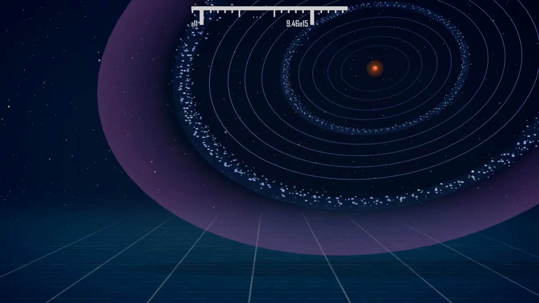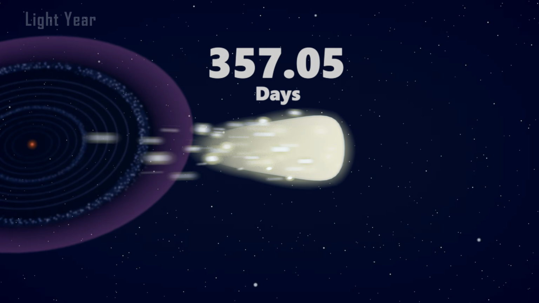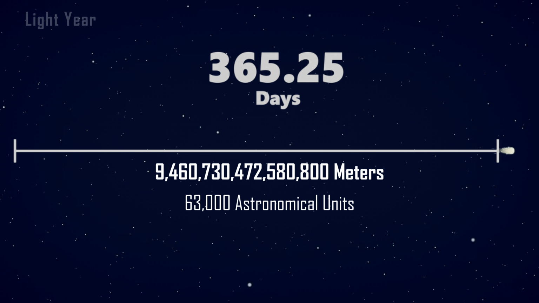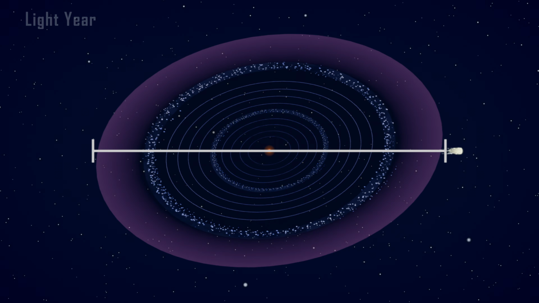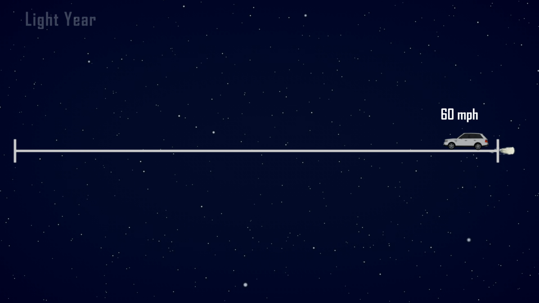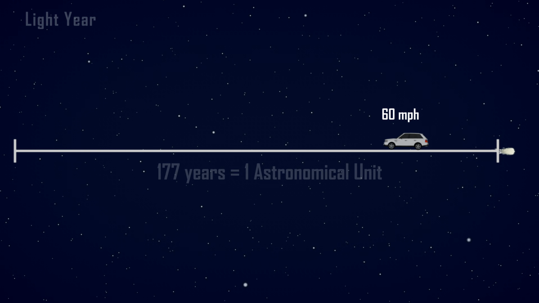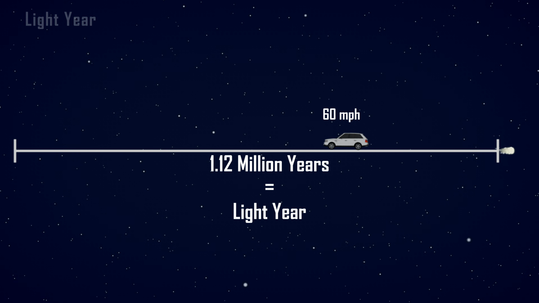Moving on, we have light years. This is the distance light travels in 1 year. Nearly 9.5 trillion kilometers. That is around 63,000 astronomical units. Our solar system is about 3 light years in size. And if by some scientific miracle you survive the astronomical unit journey, then covering a light year of distance by car will take you around 1.12 million years. No way you're surviving this one.